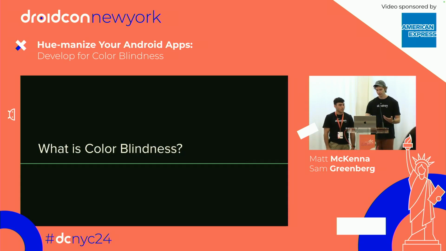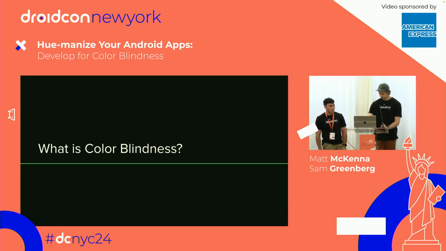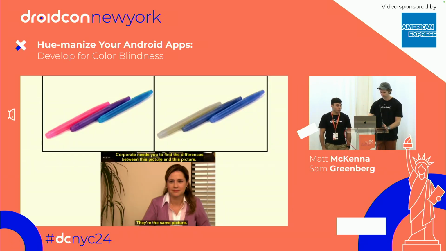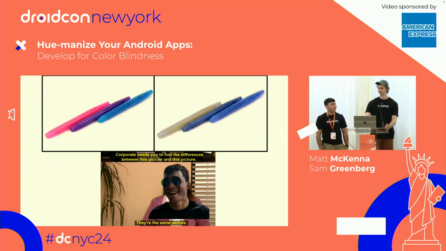So what is color blindness? We have two images for you. To me, this is the same image. I do not see any distinctions between any of the three pens. The pen on the leftmost looks the same in both, the middle, the right.